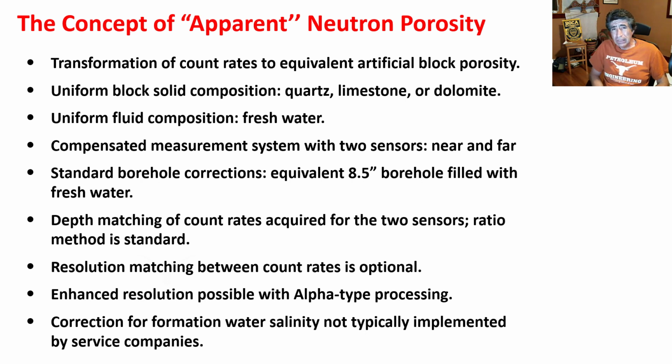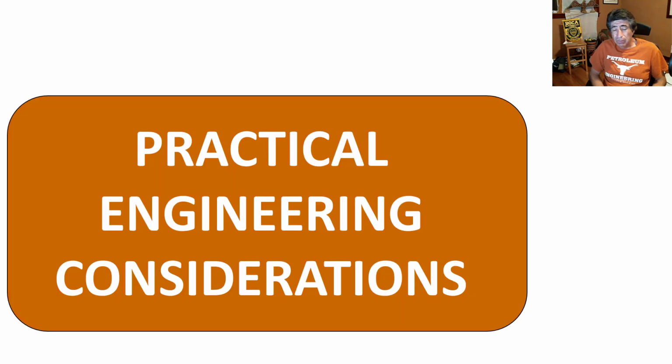And I mentioned something about the concept of apparent neutron porosity. This is a very long slide, so I'm just going to fly through it. You can read it. But it's about how count rates are transformed using artificial blocks, and solid composition, the influence of fresh water, the compensations, the ratios between near and far, and also all of these measurements are delivered assuming that you have a borehole of 8.5 inches filled with fresh water, and the count rates are depth matched, some details that are important. Okay, now let me give you some practical engineering considerations about these measurements, which you should remember when you interpret them.